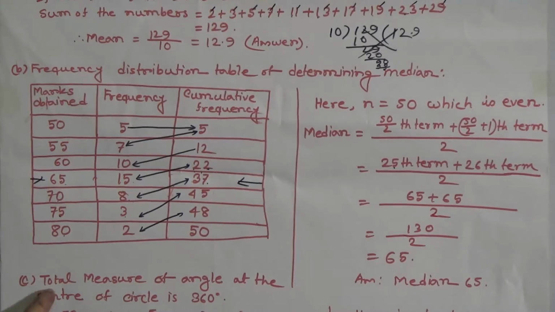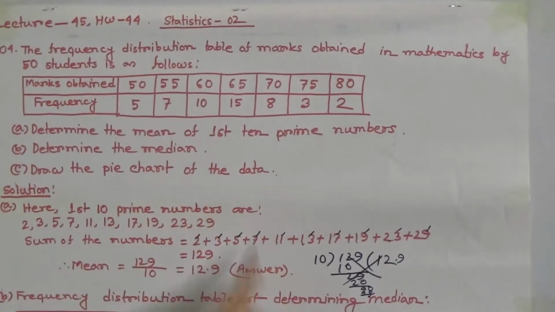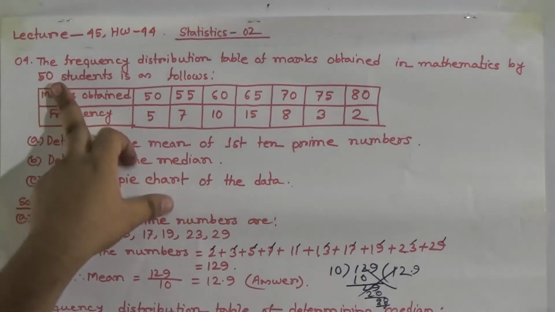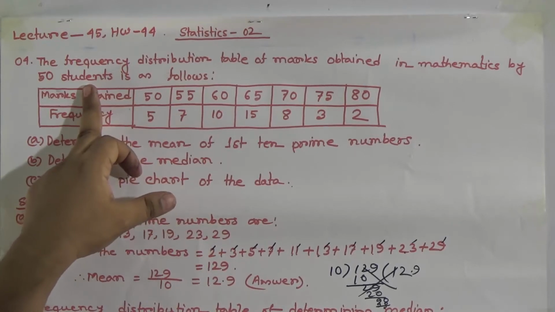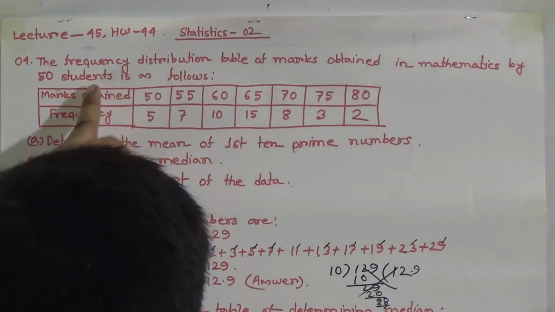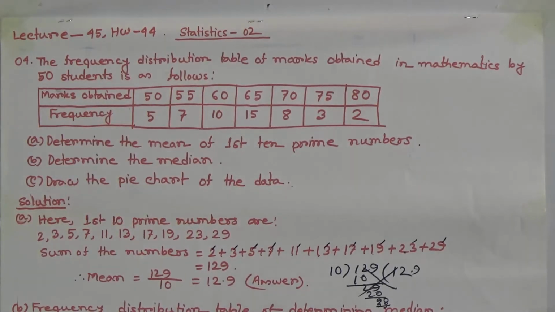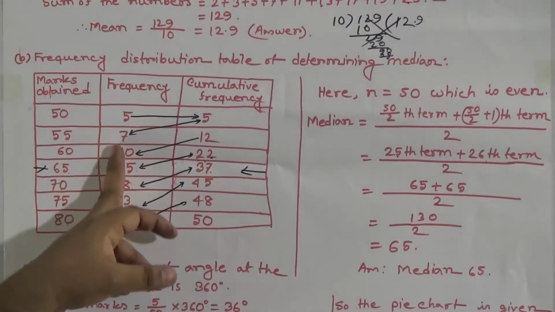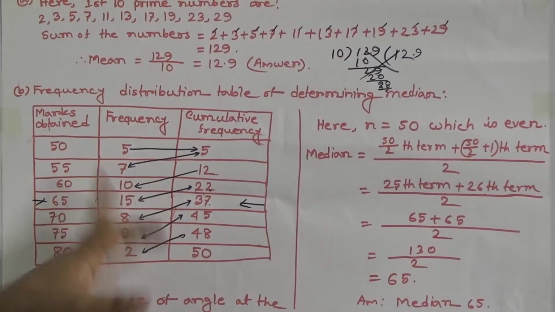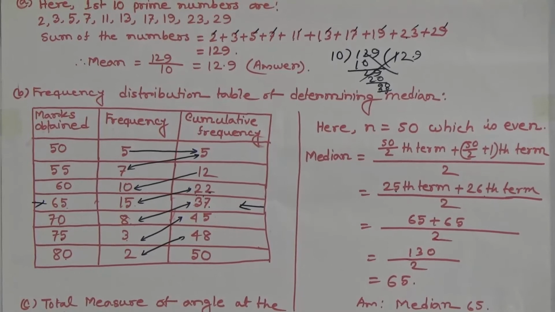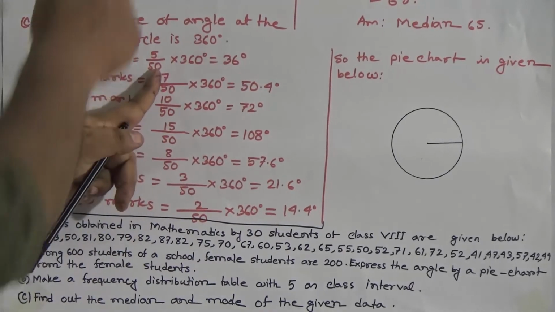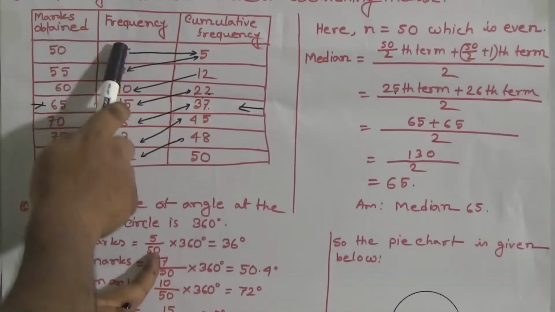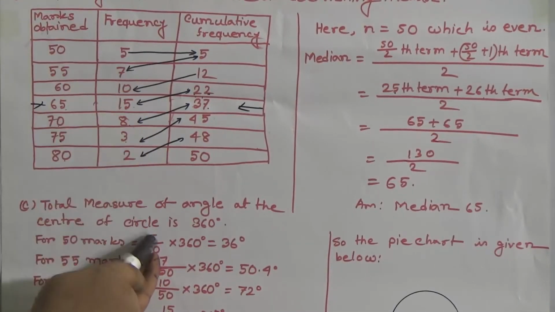Next, question number C. Total, draw the pie chart. My dear students, we know that here the total number of students is 50 students. Now notice, we use the frequency, that means the number of students, and the total number of students to draw the pie chart. So first of all, notice for 50 marks, the total number of students is 50 and the frequency, that means the number of students who have obtained 50 marks in the exam, is 5.